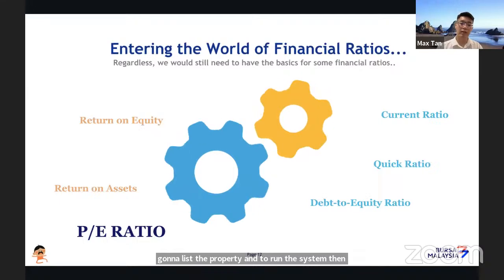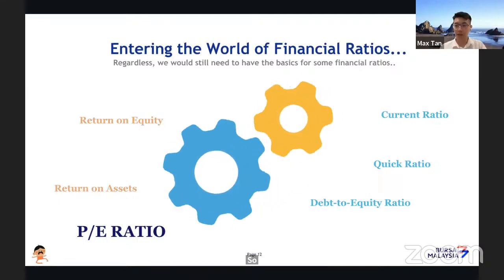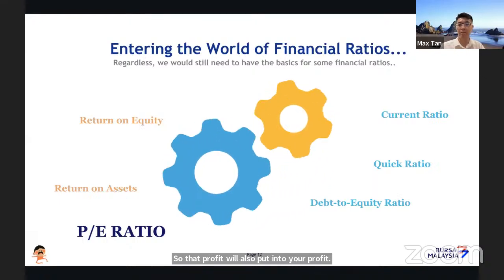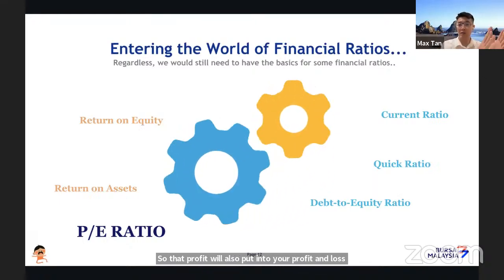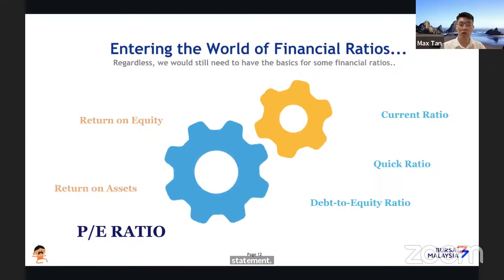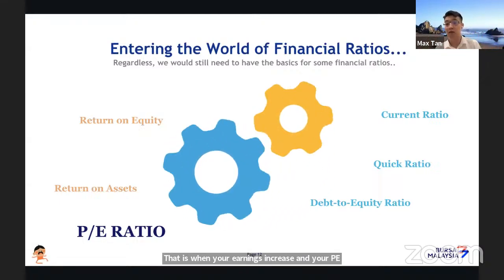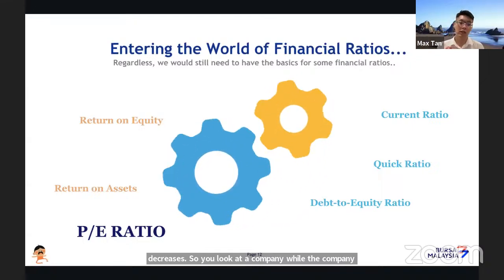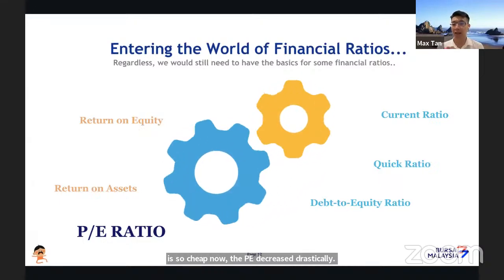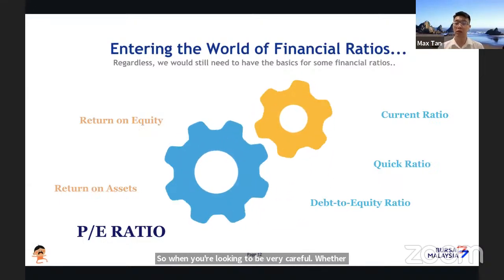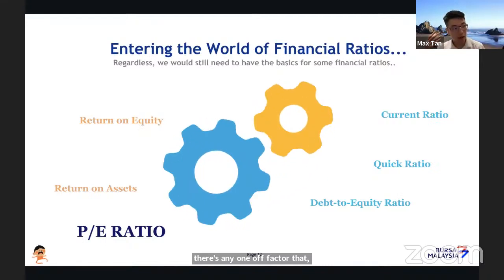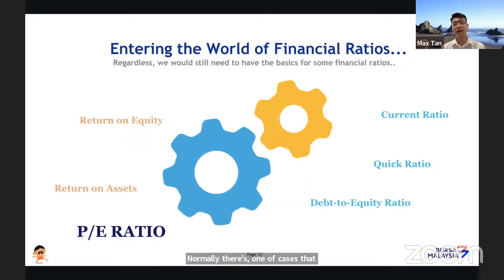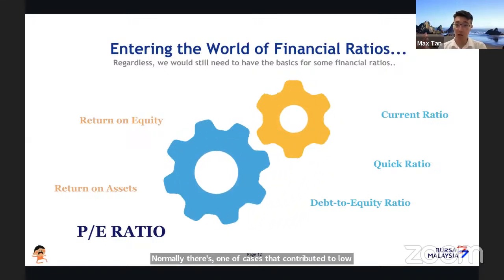When they sell off the property, they might have a profit. So that profit will also be put into your profit and loss statement. That is when your earnings increase and your PE decreases. So you look at the company, wow, the company is so cheap now. The PE decreased drastically. So when you look into PE, be very careful whether there's any one-off factor that contributed to the low PE, right? Normally, there are one-off cases that contributed to a low single-digit PE, or there are some underlying funny things going on with the company.